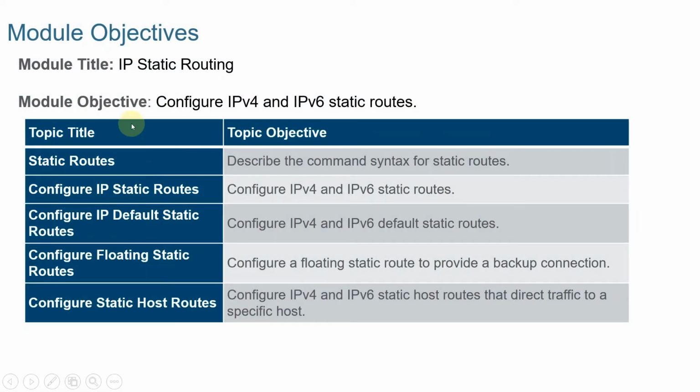Now, the module title is IP static routing. And at the end of this module or video lecture, you should be able to configure IPv4 and IPv6 static routes. Also, part of this video lecture are discussions on static routes, configure IP static routes, configure IP default static routes, configure floating static routes, and configure static host routes. This video lecture is associated with a video demo on how to configure IP static routing.